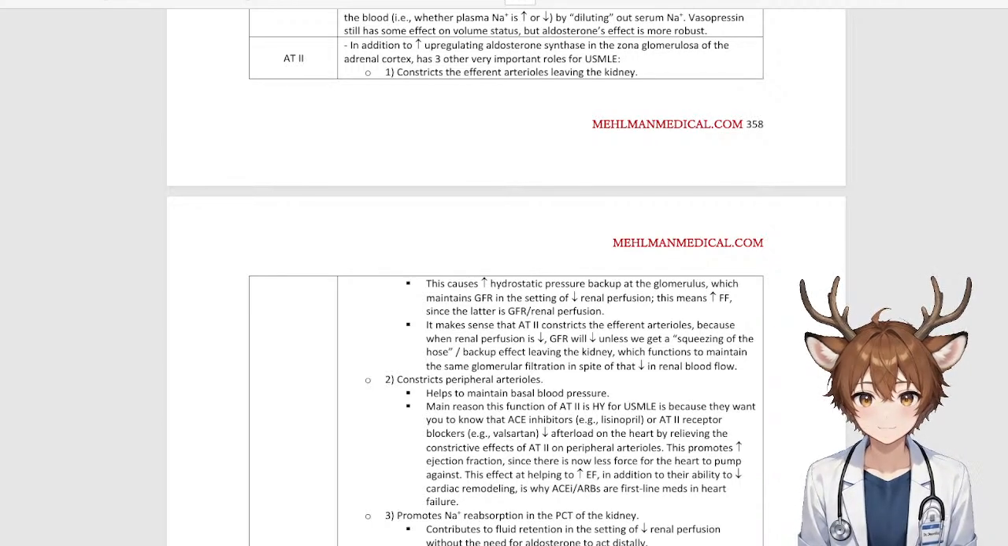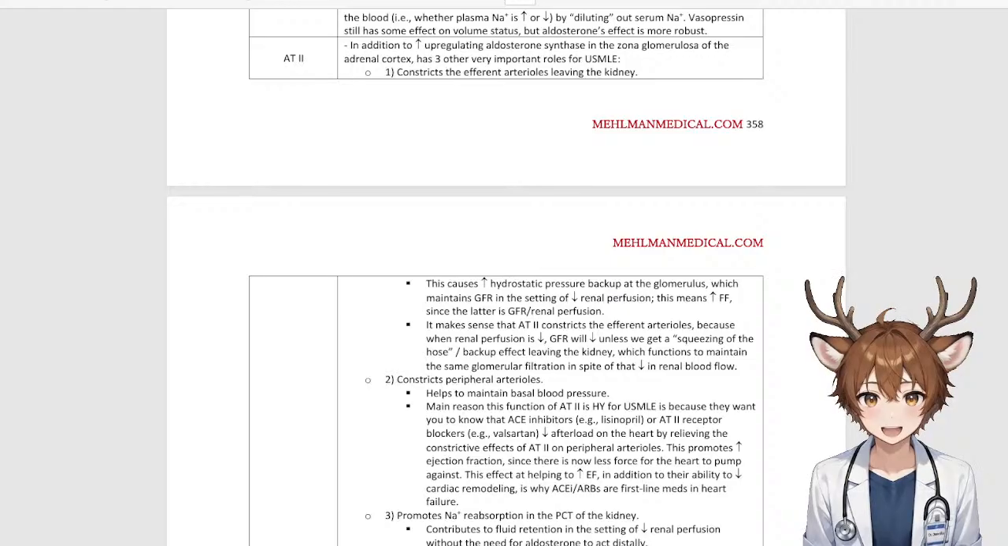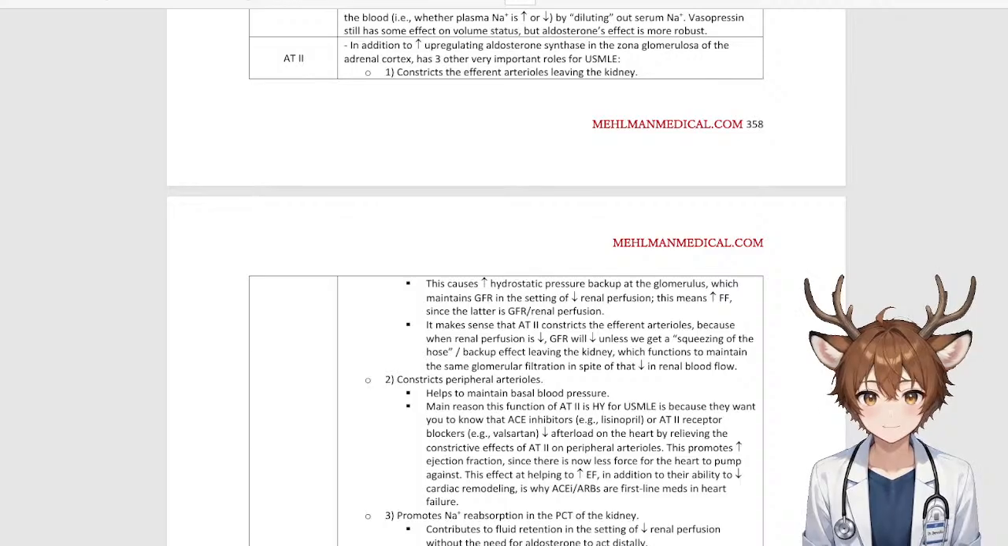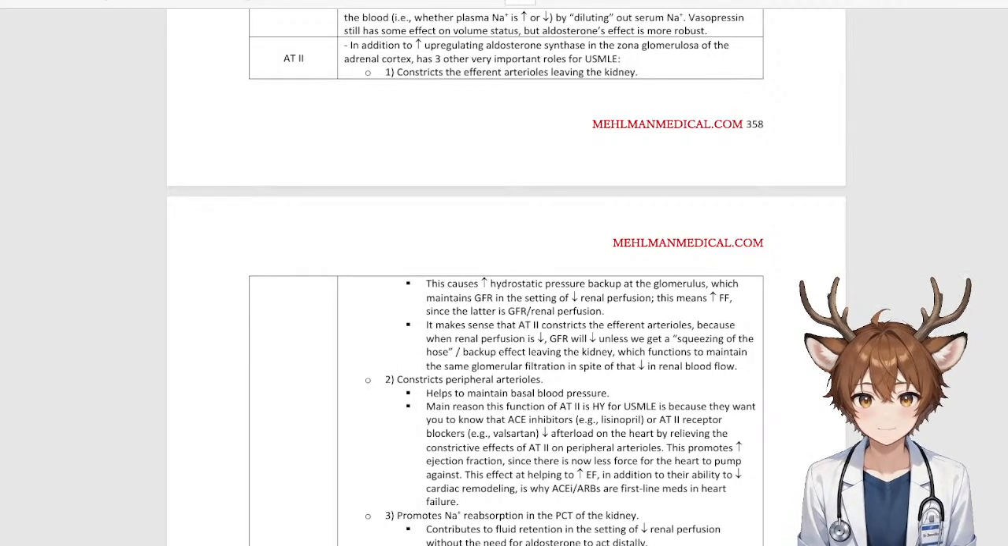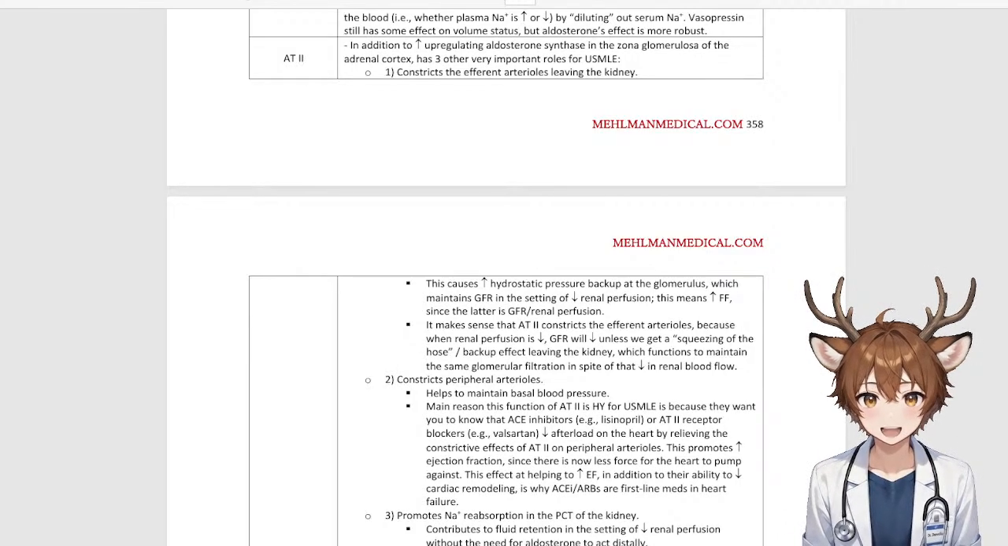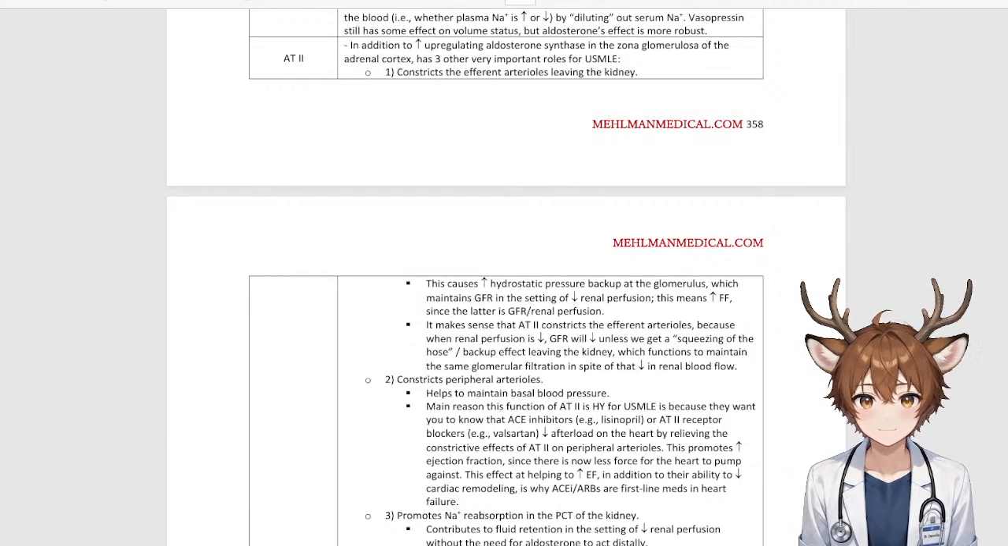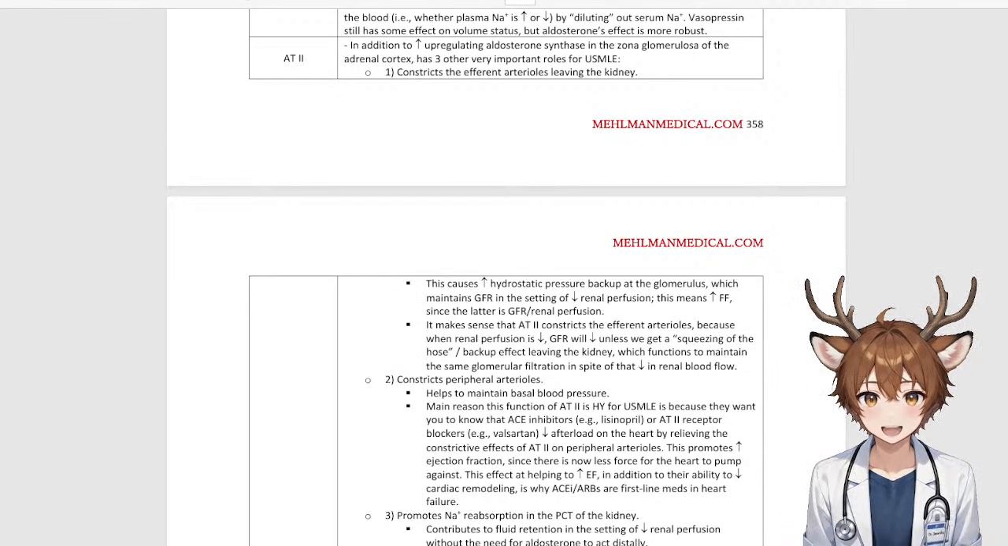The increased FF, what does that mean in this context? Does it mean fraction or something like that? Sorry, let me check this for a moment. Increased FF, GFR. The increased filtration fraction. Okay.